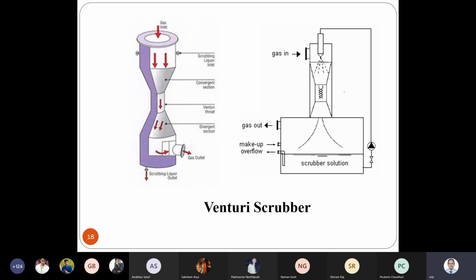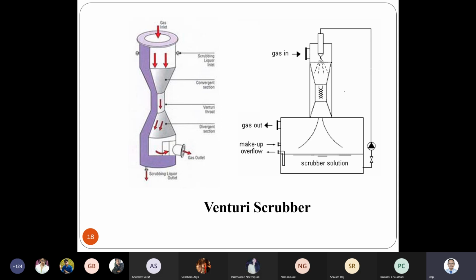One example is the removal of sulfur dioxide from flue gas by scrubbing with a carbonate solution, a carbonated lime solution. In this case, the lime slurry or lime solution is basic and sulfur dioxide is acidic, so an acid base type of reaction will take place.